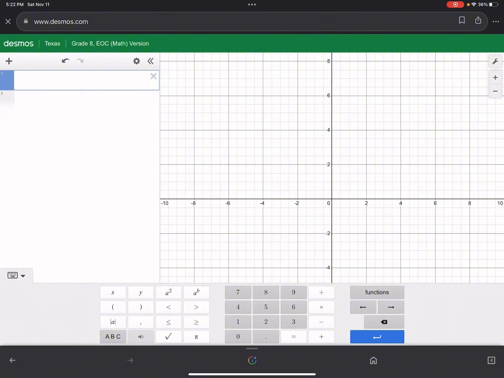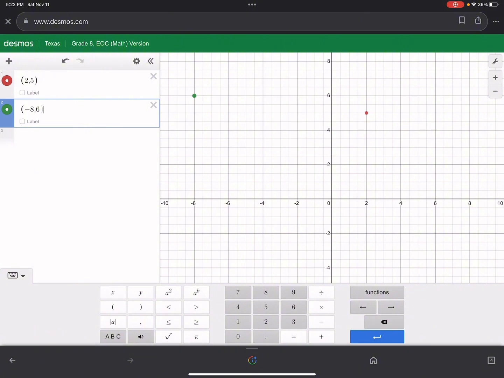What's up, people? In this video, I'll be showing you how to use Desmos to find the slope of 2 points, right? So let's say my first point was, say, (2, 5), and my next point was like (-8, 6) or something like that, right? I gotta put that in parentheses so it knows it.